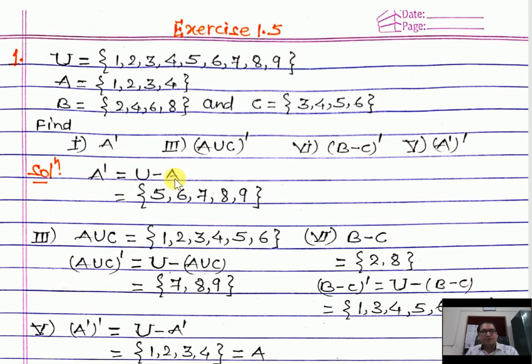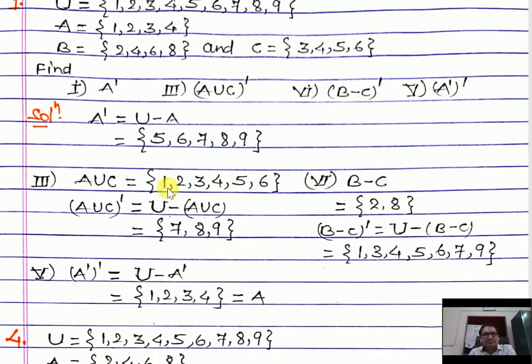So complement of A means U minus A, and you have already learned how to find the difference. All elements of U except the common elements. Look here, 1 is common, 2 common, 3 common, 4 common. So you have to remove 1, 2, 3, 4 from U. So 5, 6, 7, 8, 9 you have to write.